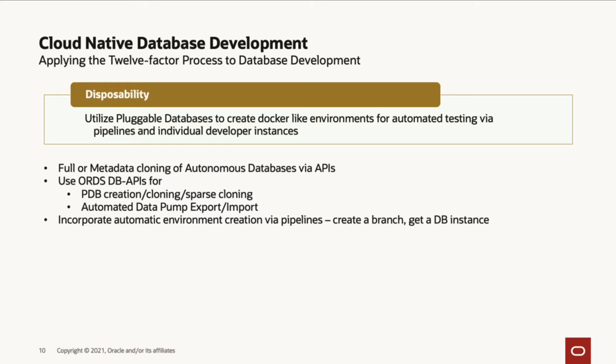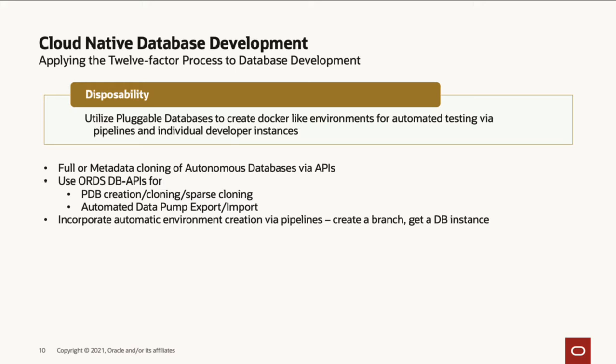Our next step is disposability. This is where we can utilize the multi-tenant option of the Oracle database to create pluggable databases that act in essence kind of like Docker environments or Docker containers. So we can quickly clone and create databases on the fly for our development environments, for testing environments, or even for production environments. The Autonomous Database has multiple APIs for doing exactly this.